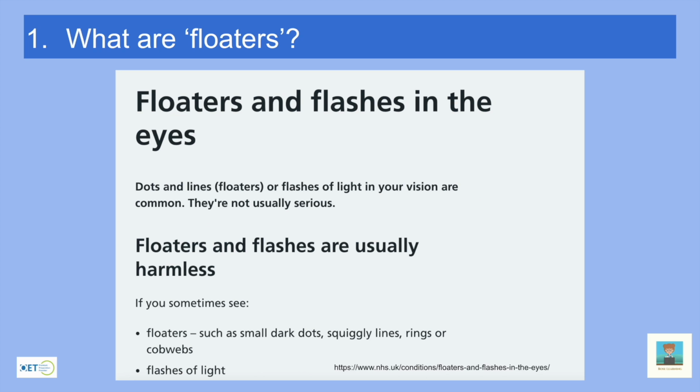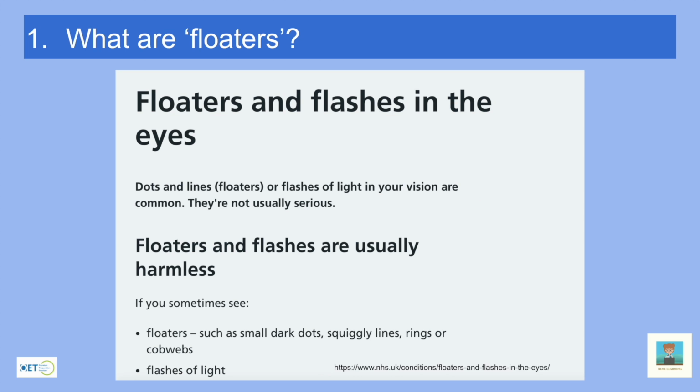What we're going to do now is look through the information which is presented in a really patient-centered manner. So these are the kinds of expressions you can use with your patient or that a patient may use with you. So floaters and flashes in the eye are these dots and lines, and that's what we call them. We call them floaters. Or you might experience flashes in the eye and your vision just has these little squiggles in front of you. They're not usually serious.